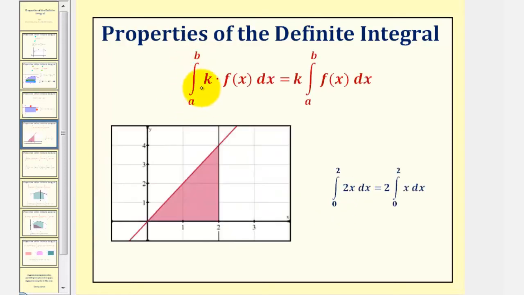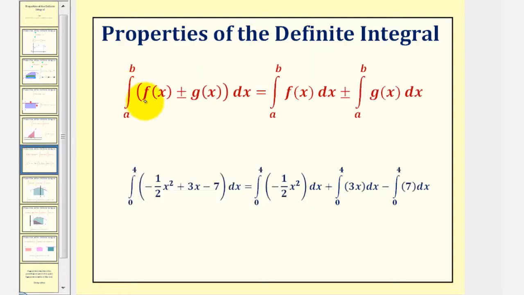Next we have the integral of k times f of x from a to b equals k times the integral of f of x from a to b. So this is telling us that we can factor out the constant k, and it does not affect the value of the definite integral. So as an example, if we have the integral of 2x from 0 to 2, we can factor out this 2 and write this as 2 times the integral of x from 0 to 2. In either case, the value of this definite integral would be the area of this triangular region here, again, because the function is non-negative over this closed interval.